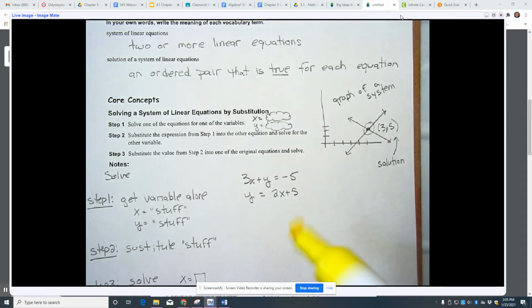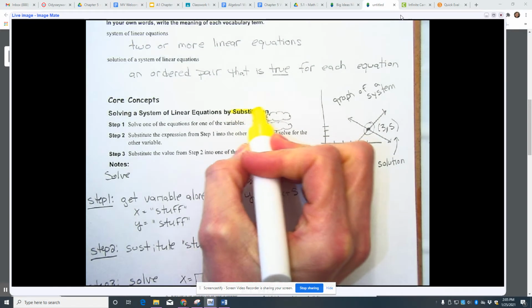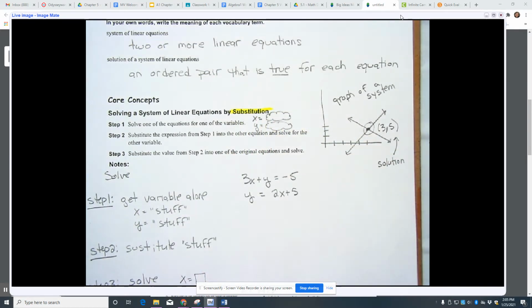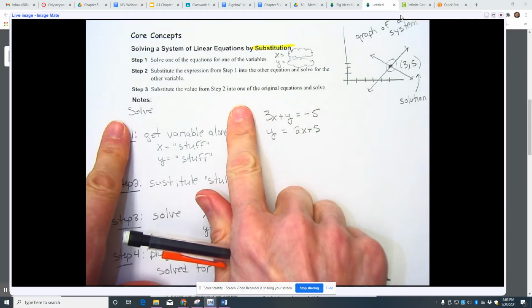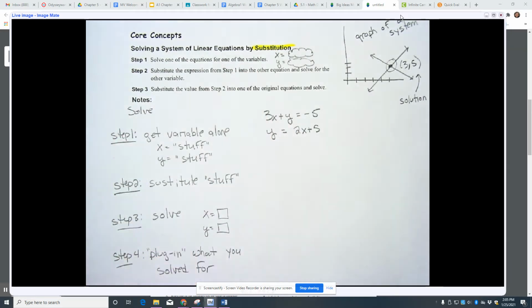So 5.2 is all about substitution, okay? We're still doing the same thing. We're finding this coordinate point. It's just that we're not going to have to graph it to find it. Now, the book or your journal has some steps. I have some steps written here also. Again, I'm not going to stop talking for you to write this down, so you will probably want to pause the video to write that down.